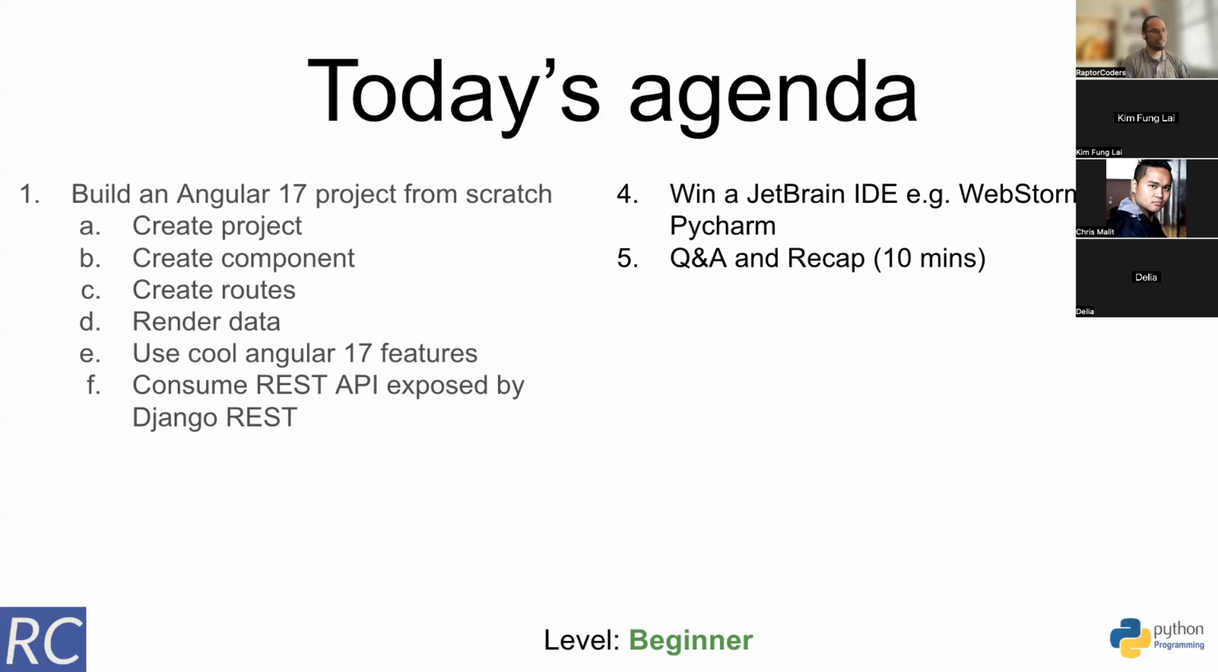And at the end of the day, we consume the REST API exposed by a Django REST service. The service is already built and hosted on raptorcoder.com. So we'll be just consuming the service to build some pages and see how fast it is to use Angular and build a website or a web application.